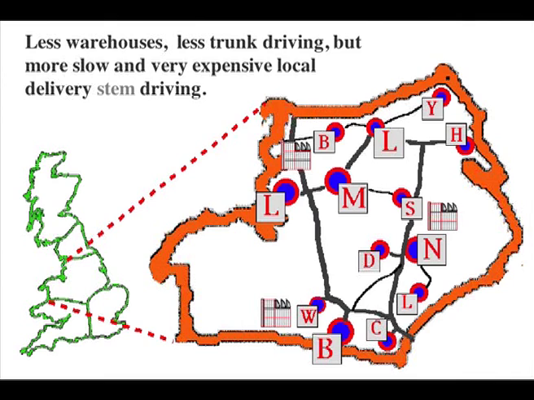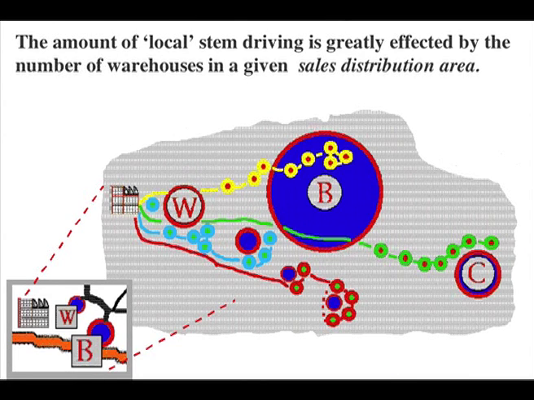Fewer warehouses give you less trunk driving but more slow and very expensive local delivery stem driving. The amount of local stem driving is greatly affected by the number of warehouses in a given sales distribution area. So as you can see from this diagram, what you want to do is drive to a point, drop your parcels and drive back again. You don't want to spend all your time having large distances between each drop.